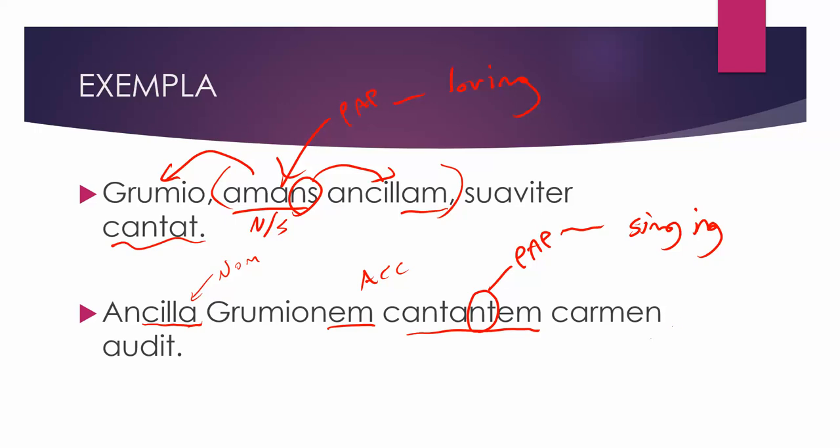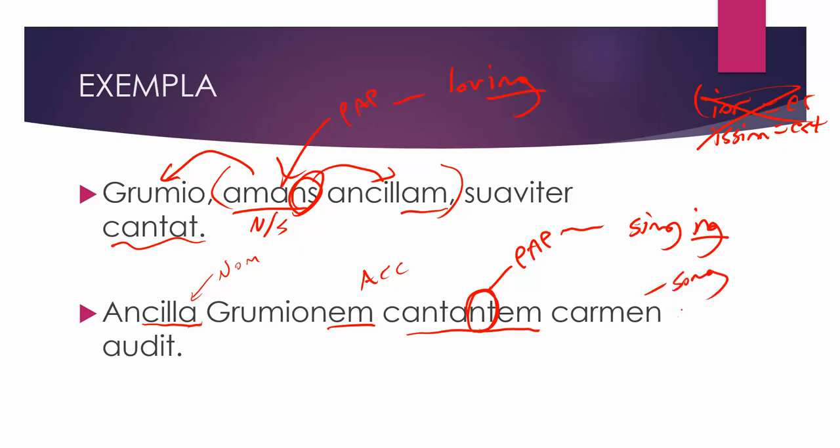Just like with comparatives and superlatives, where IOR with a comparative was equal to an ER in English, or that ISSIM was equal to an EST in English with superlatives, right? For present active participles, this NS or this NT are equal to this ING. That should always be your clue for translation. So I need to translate cantantem as singing. Carmen is the word song.